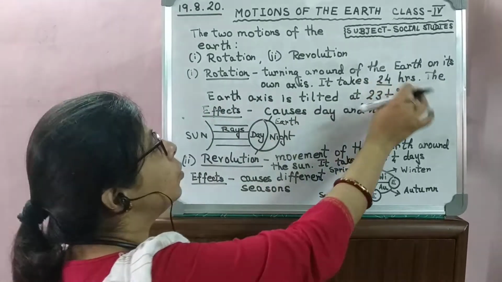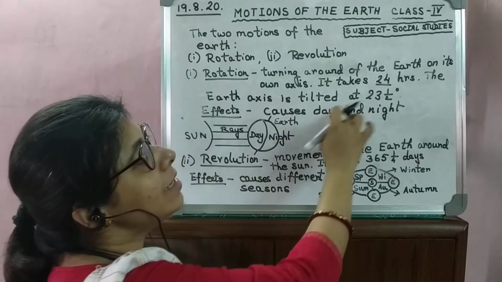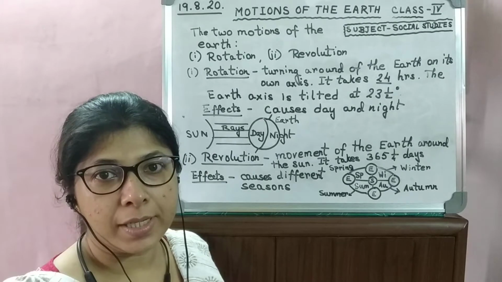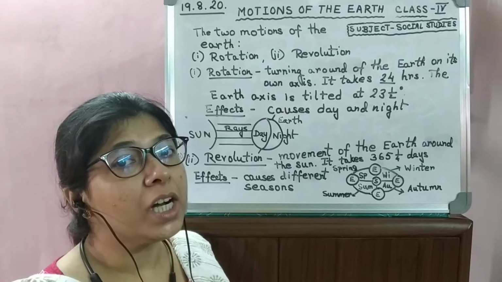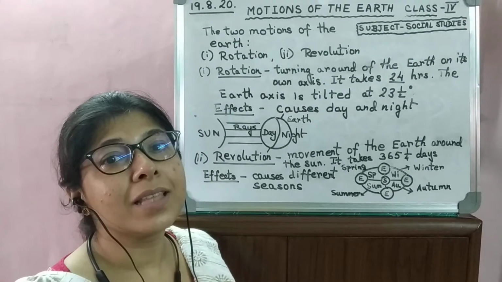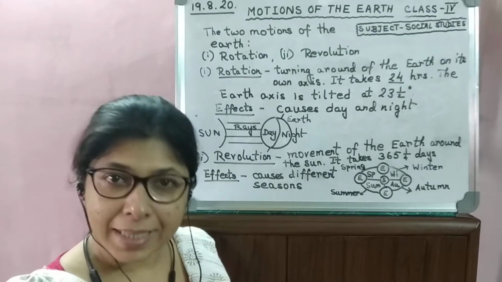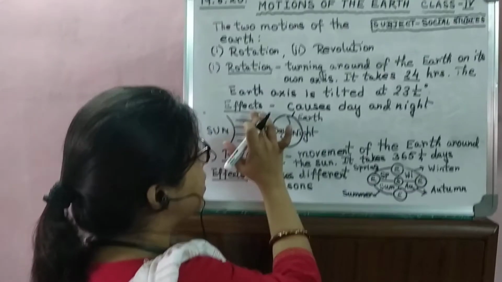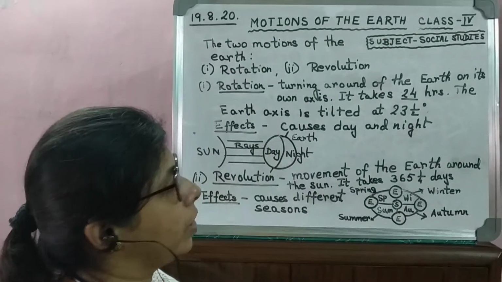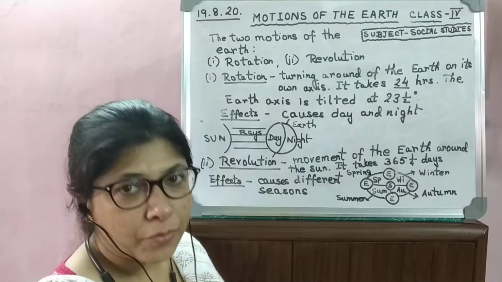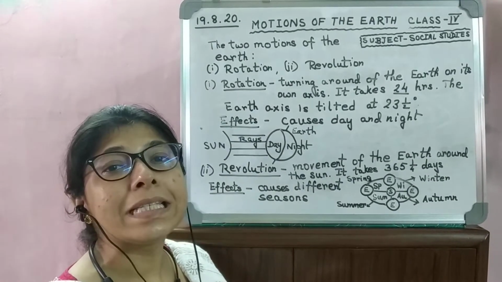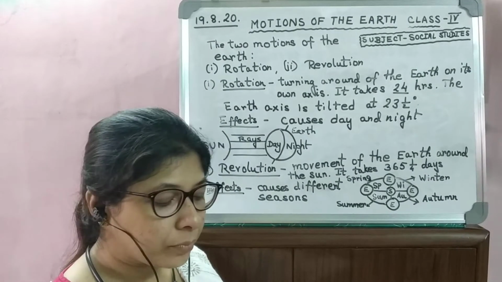Now, as we know, the earth's axis is tilted at 23.5 degrees from the vertical. This tilting of the earth's axis is known as the inclination of the earth's axis. Now we will study the effects of rotation. What are the effects of rotation? The effect of rotation is that it causes day and night.